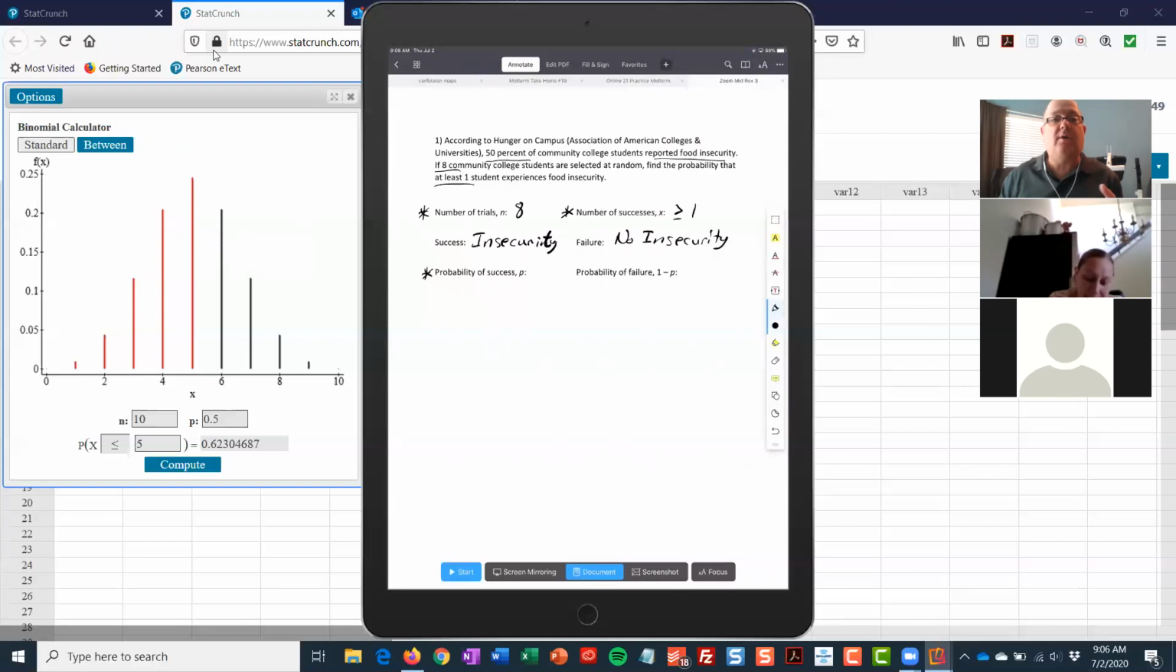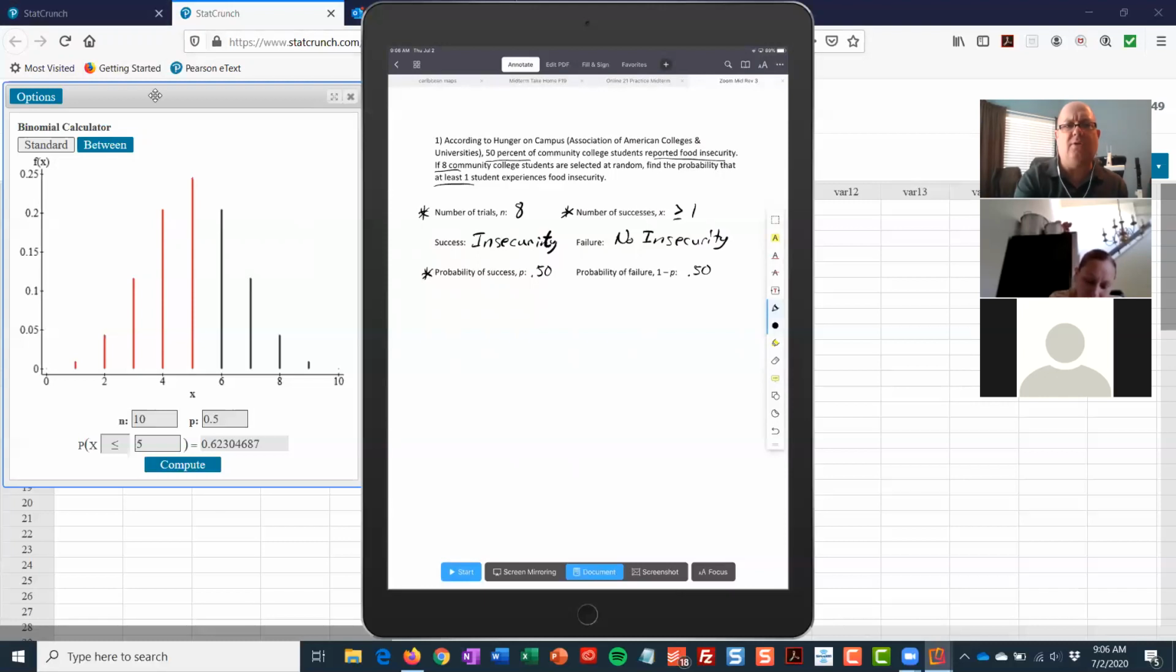And what we've got to figure out is whether the percentage that's given, does that go with having insecurity or not having insecurity? Here it says 50% report food insecurity, so that value is P. But if it said this percent do not experience insecurity, we'd have to switch that around. In the next example, I'll do that. Probability of failure we don't really need here, but 1 minus 0.50 is also 0.50. So at this point, we can go into StatCrunch.